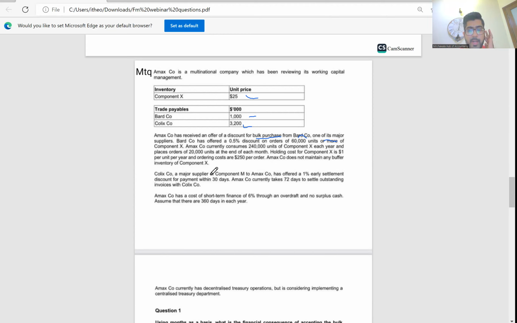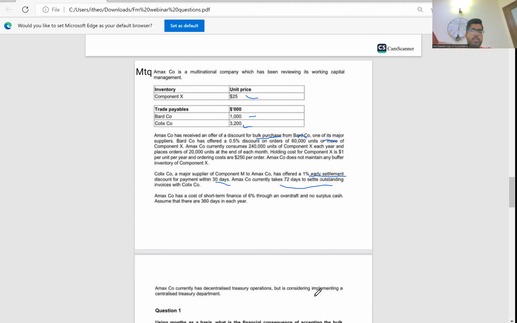Colex, a major supplier of component M to Amex, has offered a 1% early settlement discount. Now, Colex, the other one, has offered a 1% discount for payment within 30 days. Amex currently takes 72 days. Okay, but it has offered a discount of 1% for payment within 30 days. Within 30 days means the 30th day. Amex has a short-term cost of finance, overdraft rate of 6%, and no surplus cash. There are 360 days. Amex currently has decentralized treasury operations, but is considering implementing centralized treasury. So currently you have decentralized divisions, but now you're considering a centralized head office.